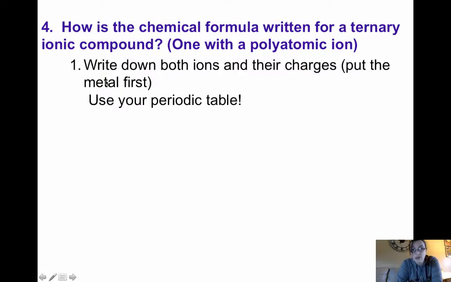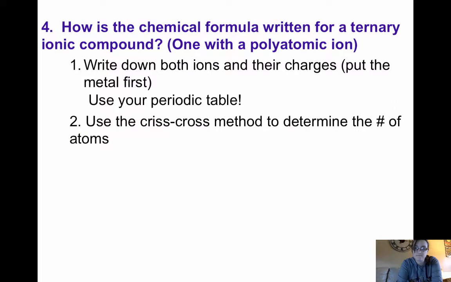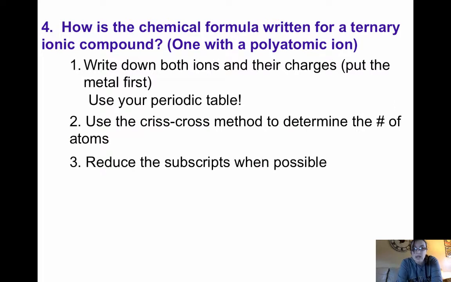So write down both ions, write their charges, use your periodic table for any of the ions that come directly off. So if it's sodium, you'll put Na+, magnesium, Mg2+, things like that. Then you'll use the crisscross method like before. And then, if possible, reduce the subscripts.